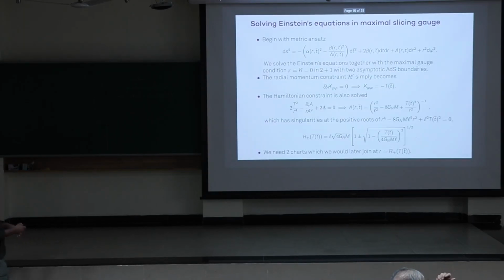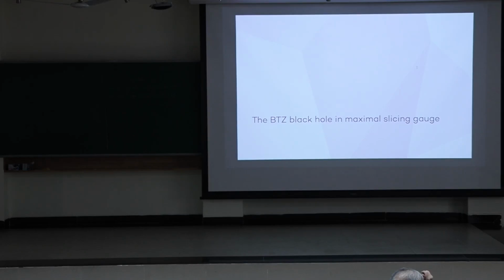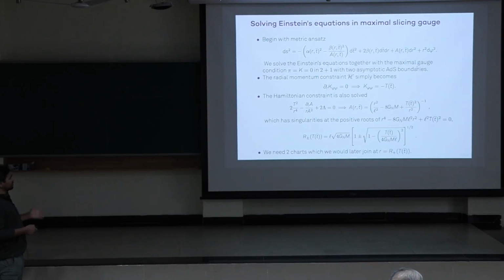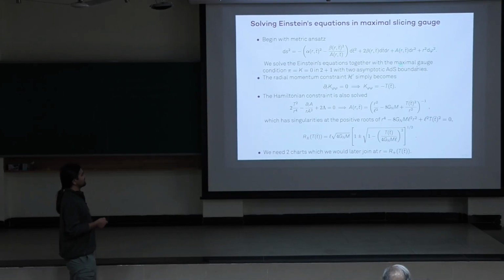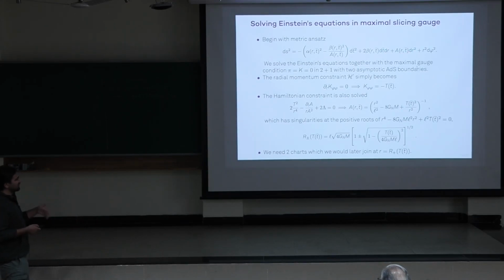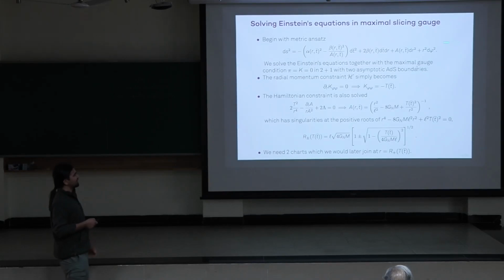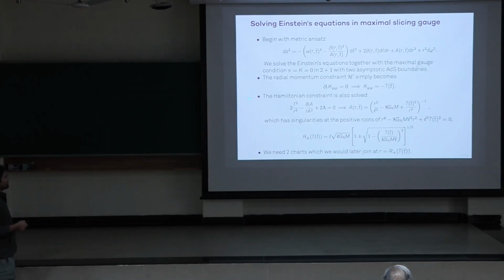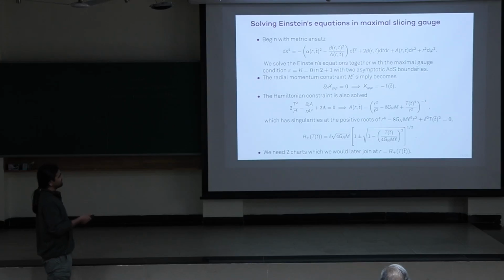Okay, now I'll explicitly try to put the BTZ black hole in the maximal slicing gauge. To do that, I begin with a metric of the following ansatz. Here T bar will be the maximal time, R is the areal radial coordinate, Phi is the angular coordinate, and these functions alpha, beta, and A will be determined by solving Einstein's equation with this ansatz, together with the maximal slicing condition.